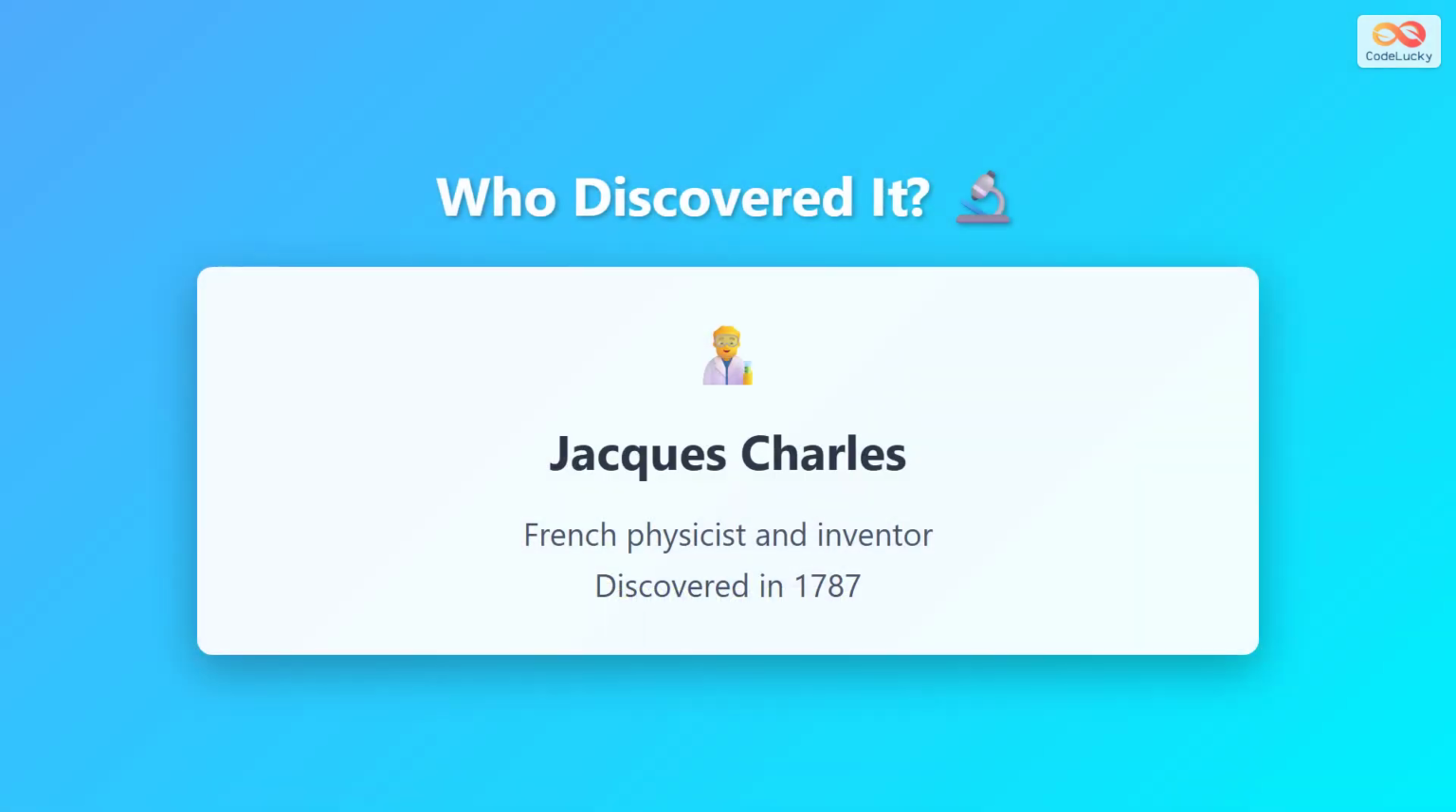Charles's law is named after Jacques Charles, a French physicist and inventor who made this important discovery. He identified this relationship between gas volume and temperature in 1787. His work was groundbreaking in understanding the behavior of gases and laid the foundation for modern thermodynamics. Jacques Charles was also known for his pioneering work with hydrogen-filled balloons, which directly related to his studies on gas behavior.